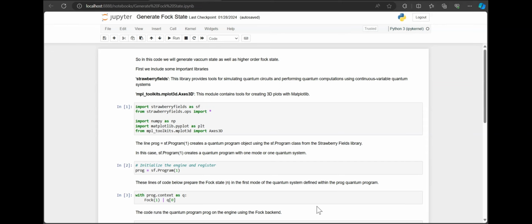Wigner distribution, we discussed it in the previous videos. If you don't know what it is, I recommend you to look into those videos: what a Wigner quasi probability distribution is.